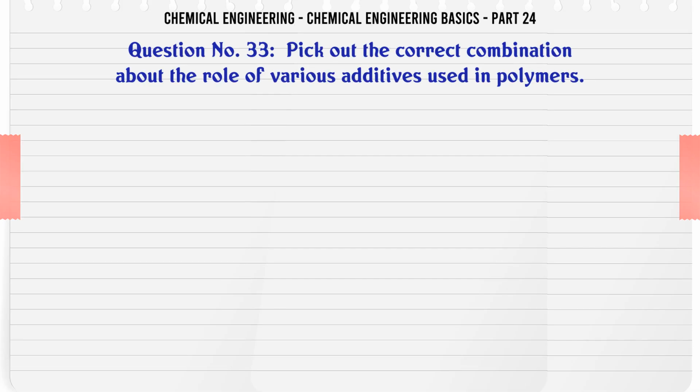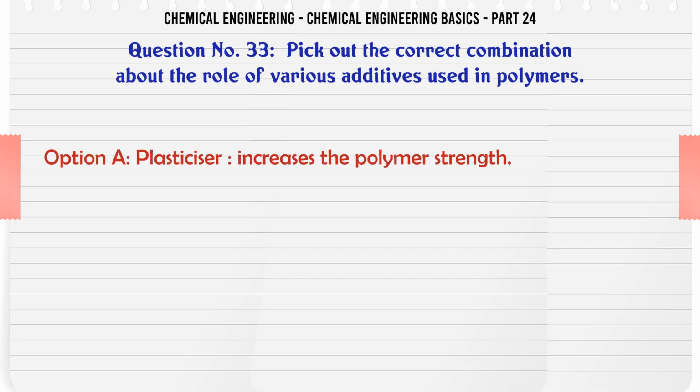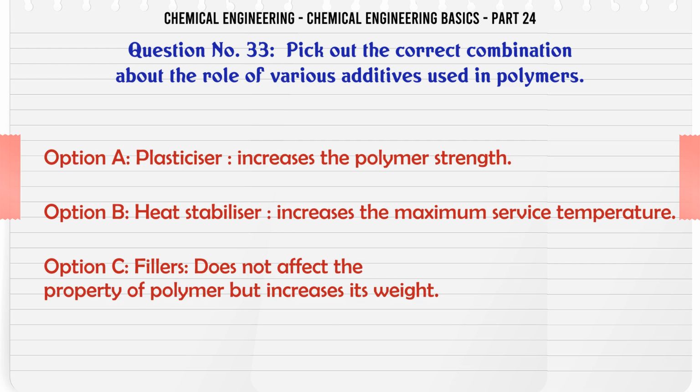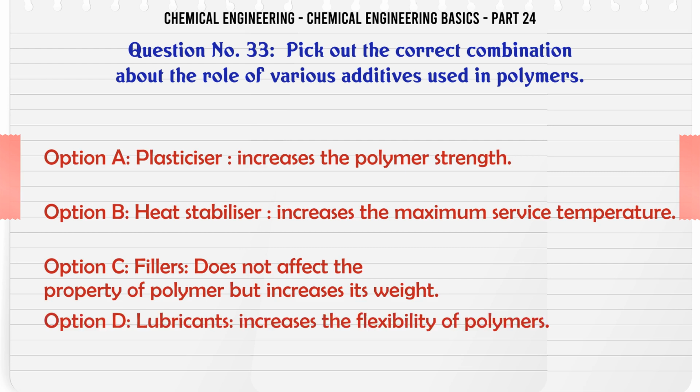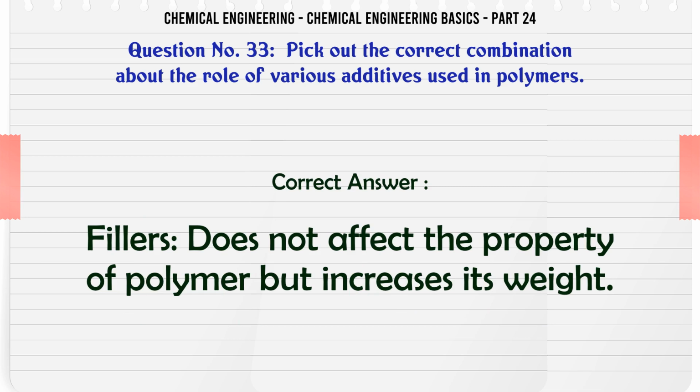Pick out the correct combination about the role of various additives used in polymers. A. Plasticizer increases the polymer strength. B. Heat stabilizer increases the maximum service temperature. C. Fillers does not affect the property of polymer but increases its weight. D. Lubricants increases the flexibility of polymers. The correct answer is fillers does not affect the property of polymer but increases its weight.